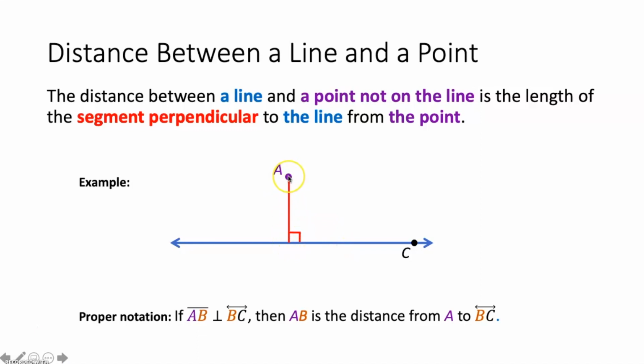So we could say that this segment, we'll call it segment AB, would be perpendicular to segment BC. And then the measure of AB is the distance from our point, point A, to our line, line BC.